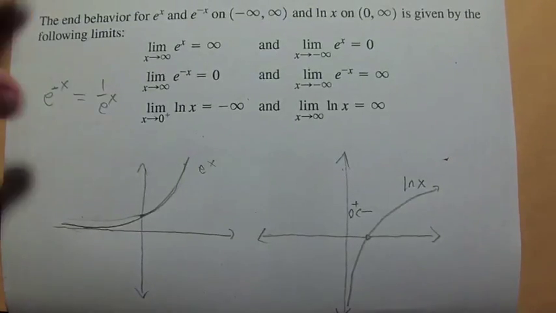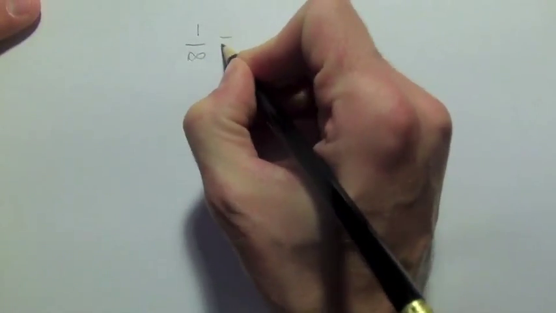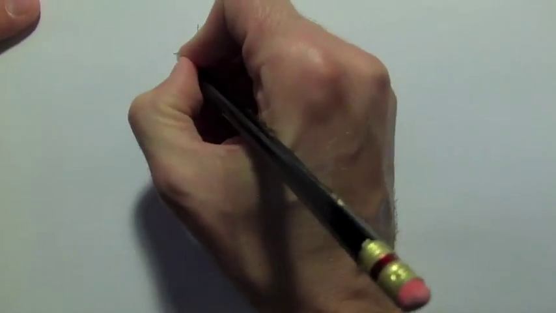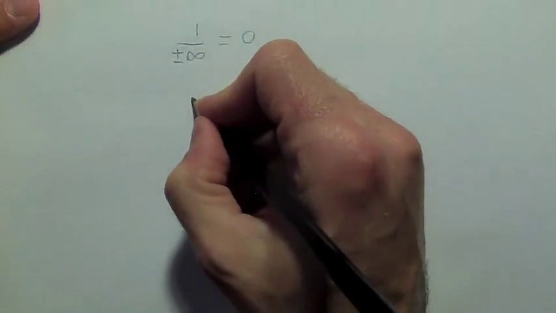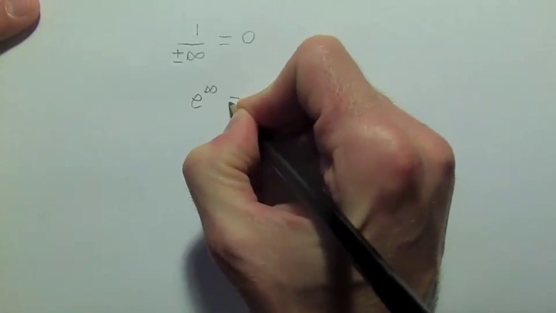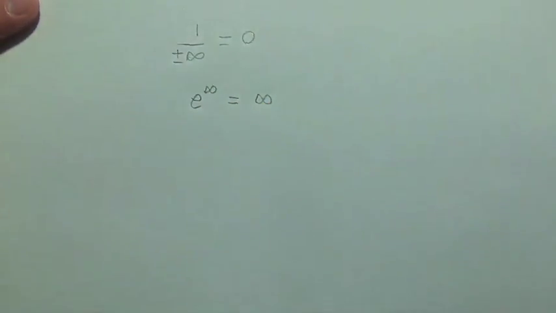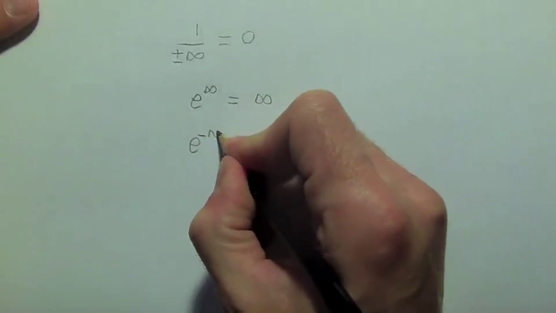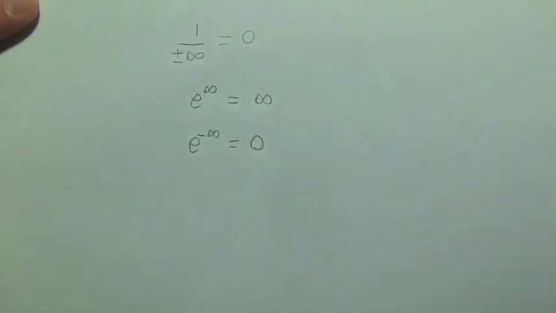Some things to keep in mind, though don't ever write these in a formal setting, but they help you keep things straight: remember that 1 over infinity is 0, and that's plus or minus infinity, actually. e to the infinity is infinity. e to the negative infinity is 0.